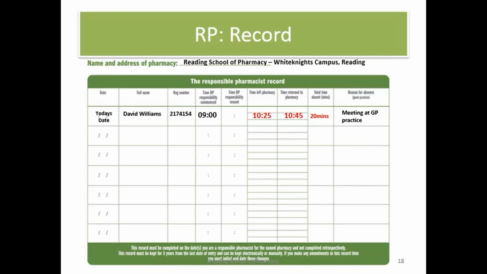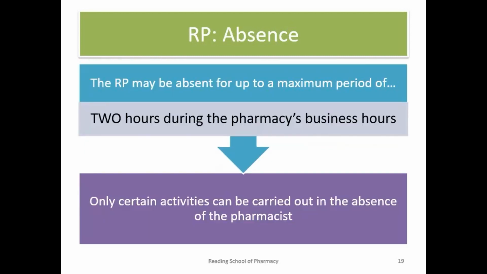So in terms of the role, in terms of thinking about absence, the responsible pharmacist may be absent for up to a maximum period of 2 hours during the pharmacy business, okay? Now, when the pharmacy business is open, the responsible pharmacist can leave, but they have to make a note of it as indicated in the previous slide. But what you have to remember is that the 2 hours run from midnight to midnight.